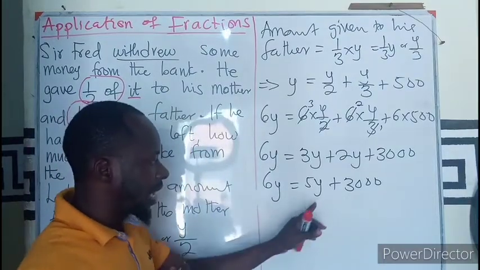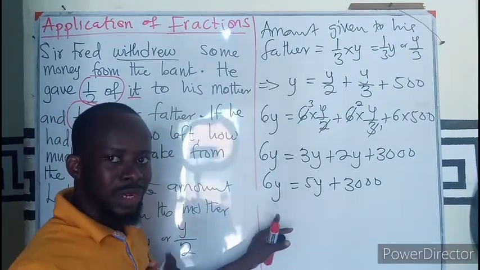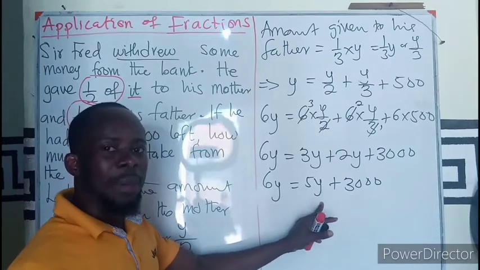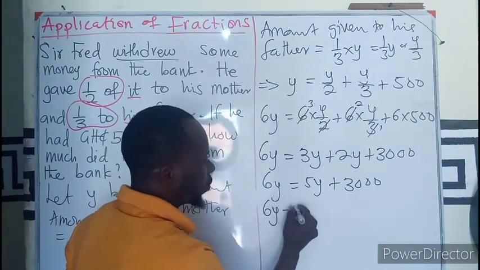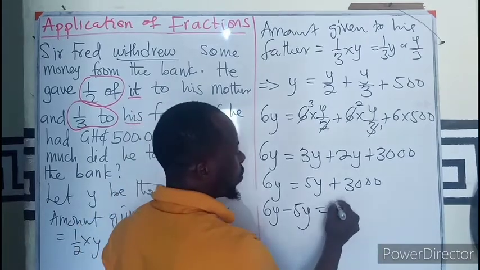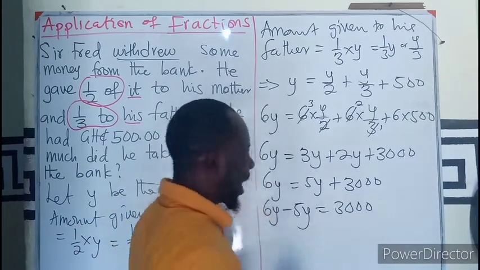What do I do next? I can see the variable being on both sides. So group like terms, or subtract 5y from both sides. That will give you 6y minus 5y equals 3,000.